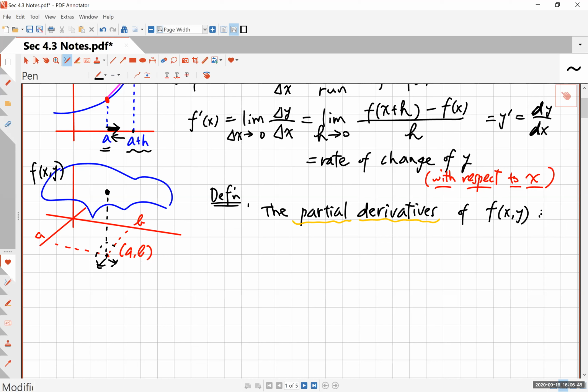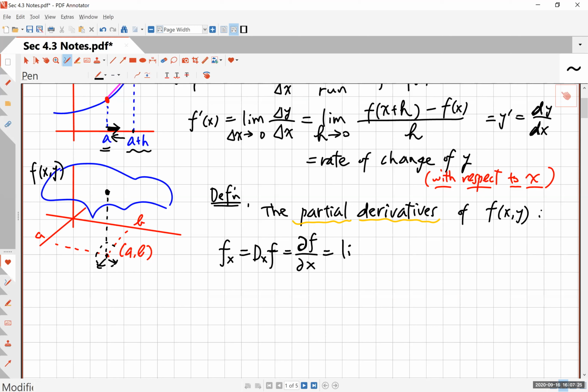What do we mean by this? I will first define f sub x. You can also write this as d/dx of f, so this means the derivative of f with respect to x. Sometimes we see this new symbol, the partial symbol. It looks like a lowercase d, but it's not. It's more like the wrong way number 6. But this represents the partial of f with respect to x.